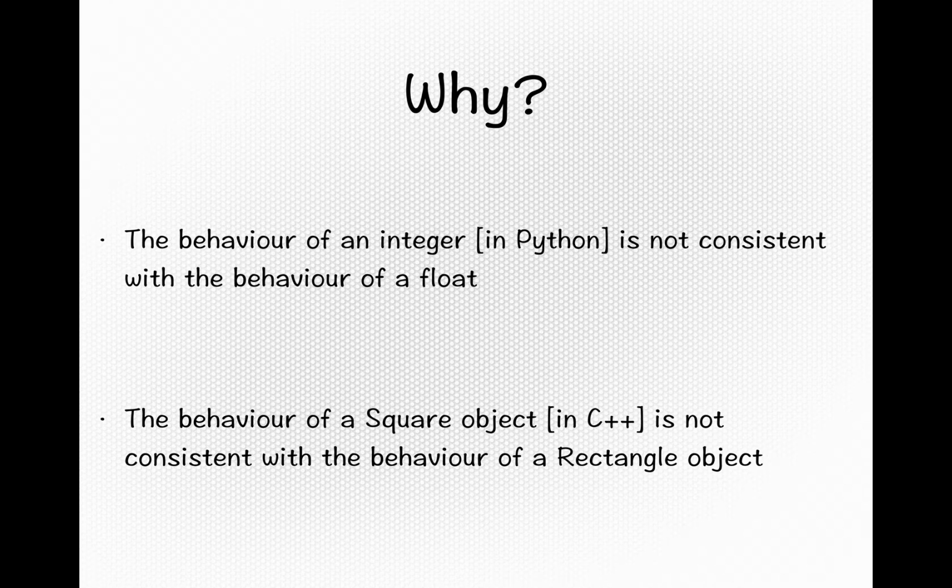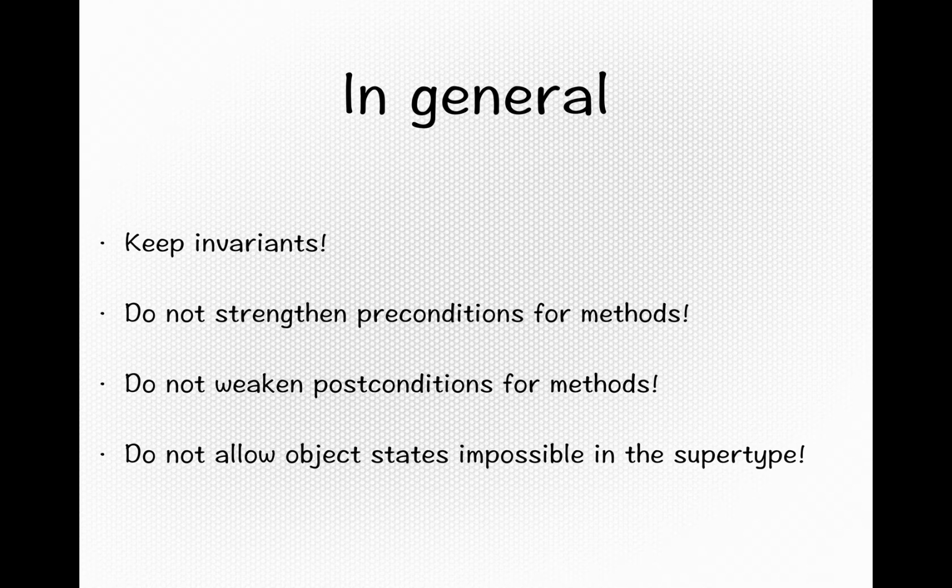Conceptually, a square is a rectangle and an integer is a float, but the behavior of an integer value, in particular in Python, but in other languages I guess as well, not in all of them, definitely not, is not consistent with the behavior of a float, so it is not a proper subtype. Again, with a square and a rectangle, the behavior of a square object is not consistent with the behavior of a rectangle object. So in general, when you want to respect the Liskov substitution principle, you need to keep invariance.